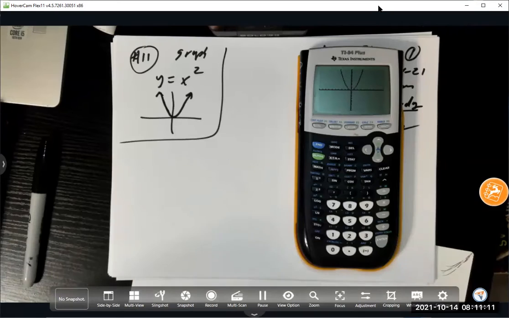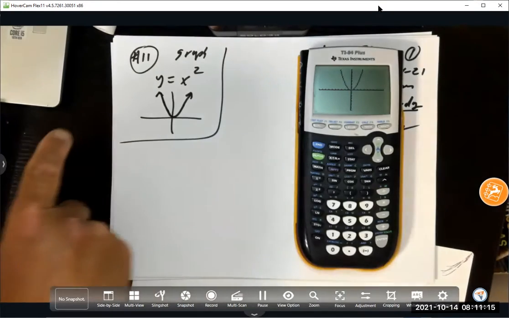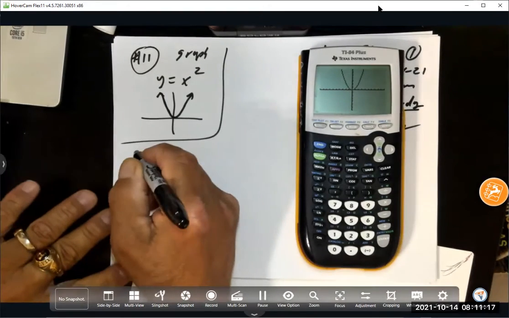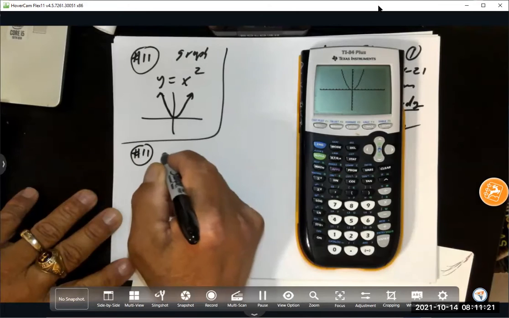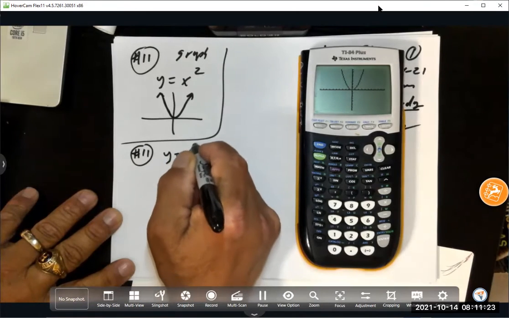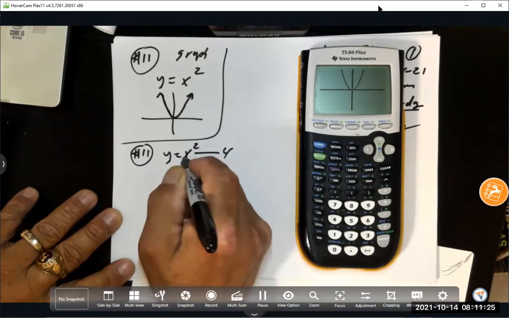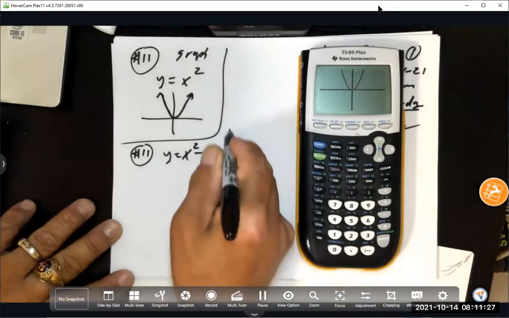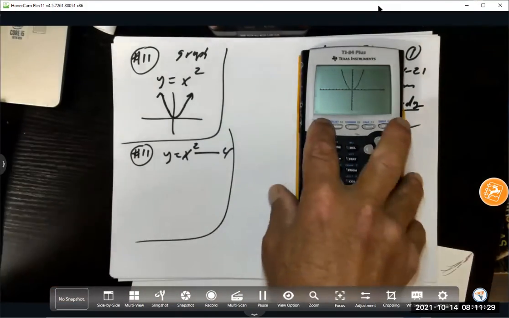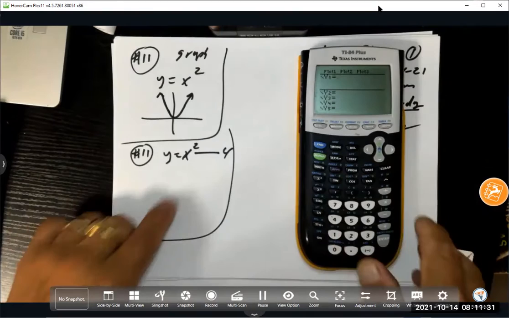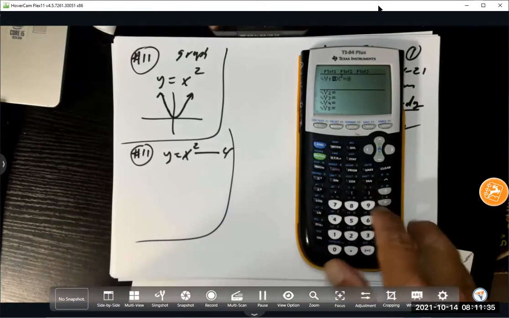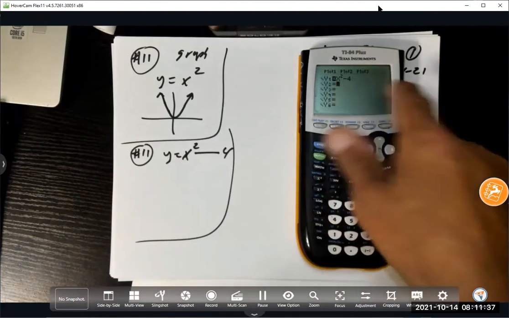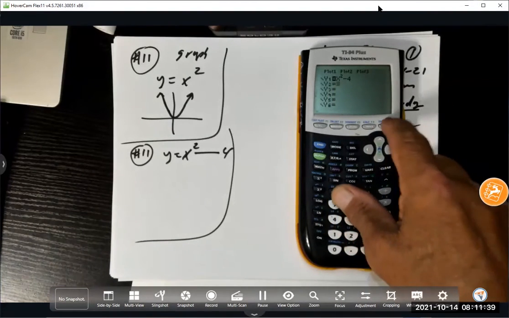Is it facing up? Yes, sir. All right, so now do number 11. Do a bunch of these and then we'll do the ones in there. So if I have y equals x squared minus 4, put that in the machine. Put y, clear, now put x squared minus 4, and then hit graph.